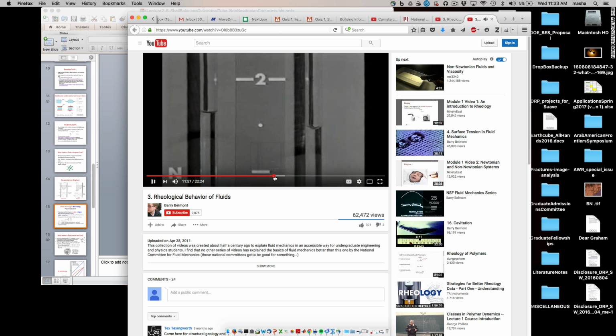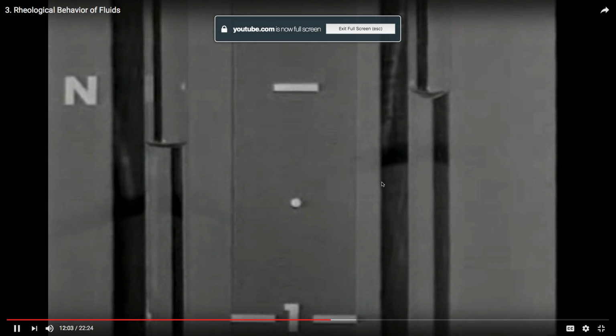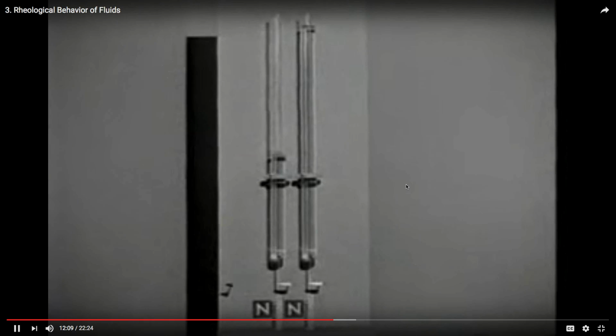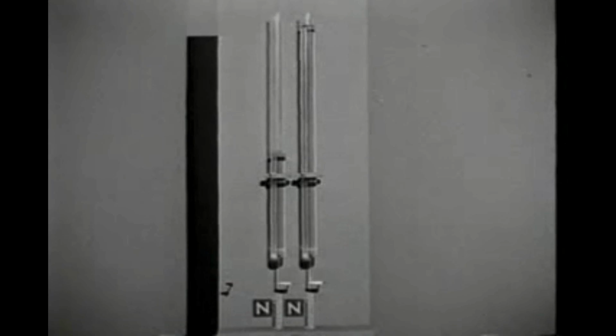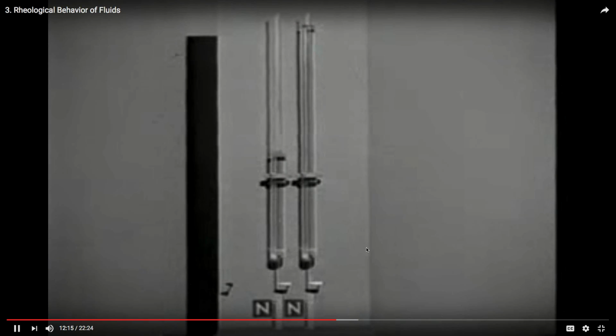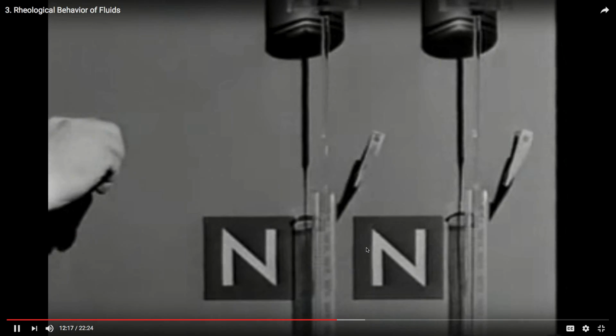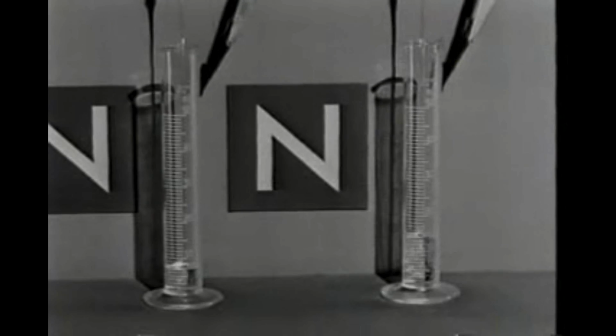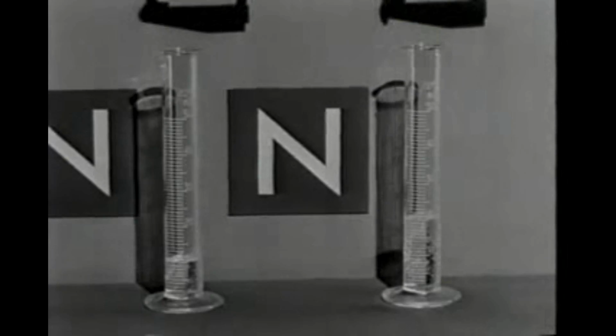The ratio of rates. The basic phenomenon occurring here is more easily seen if the pressure head remains practically constant. These are two identical burettes containing the same Newtonian fluid. The pressure head in one is twice that in the other. The ratio of rates of flow is also 2 to 1, as we expect from Poiseuille's law.